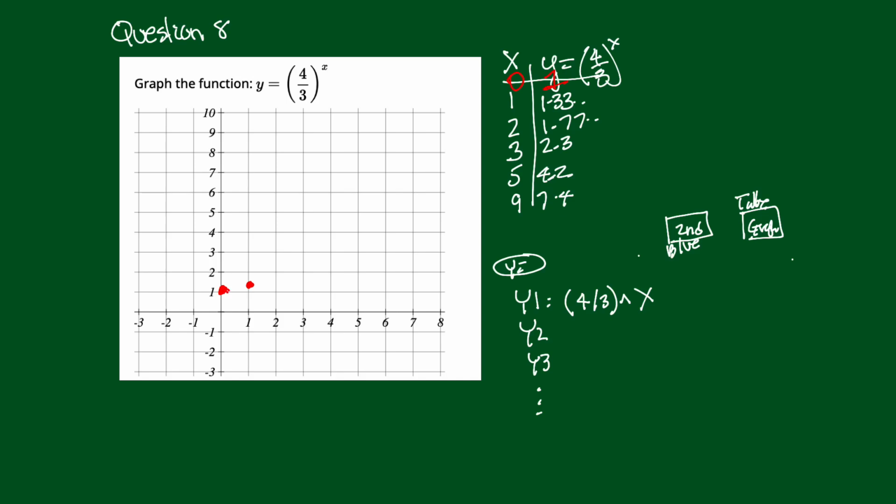At 2, you get 1.77, so over to the right 2, up 1.77, about 1.8. At 3, we get 2.3. You can see this thing's growing, but very slowly. At 5, you're up to 4.2. At 9, you're at 7.4. Nine is off here. I didn't see that we were off, so 9, 7.4.